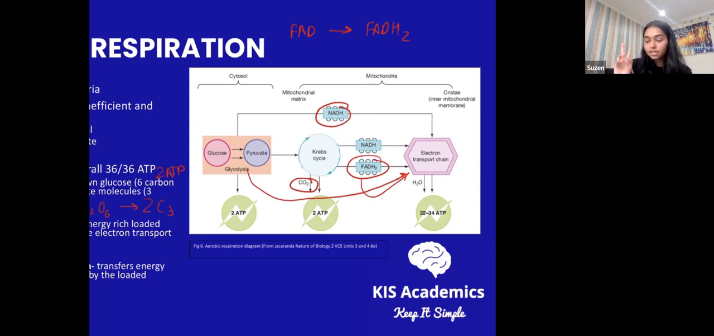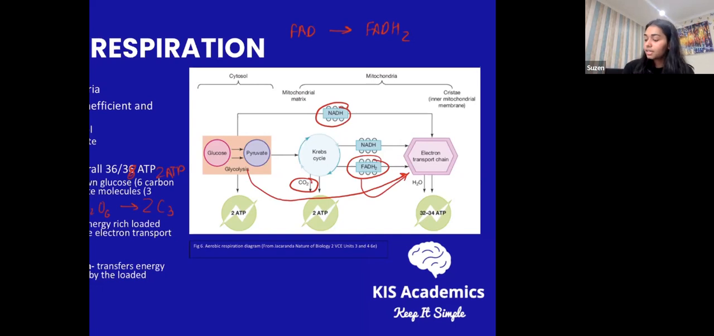So glycolysis, 2 ATP, Krebs cycle, 2 ATP, electron transport chain produces 32 to 34 ATP. So looking at it overall, cellular respiration, the aerobic version, produces 36 to 38 ATP overall. So now we also need to know where each of these stages occur.